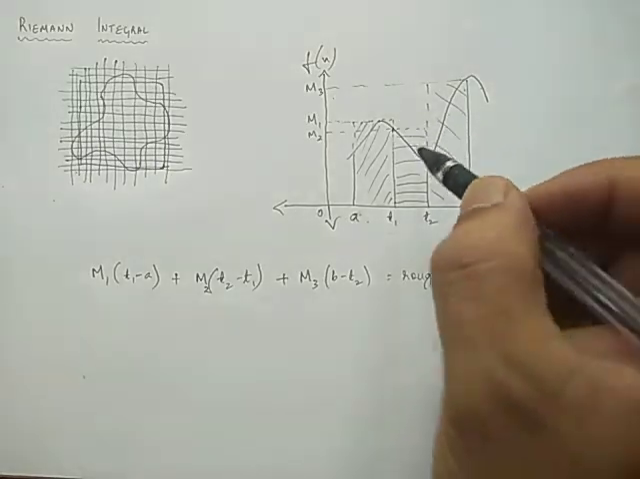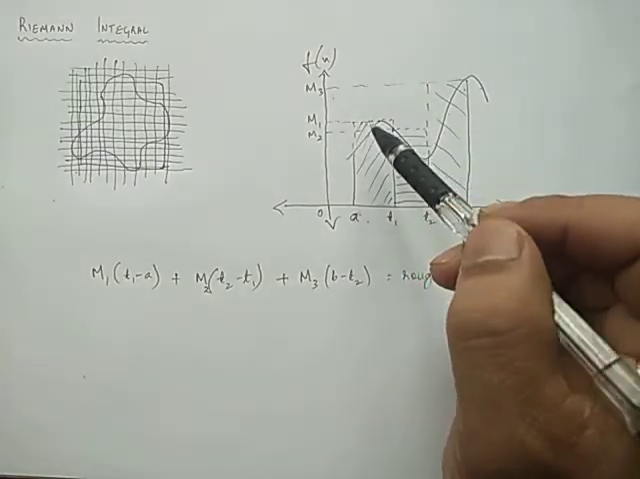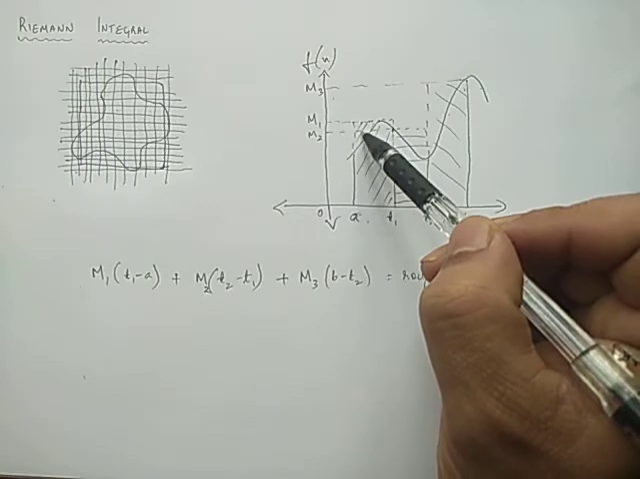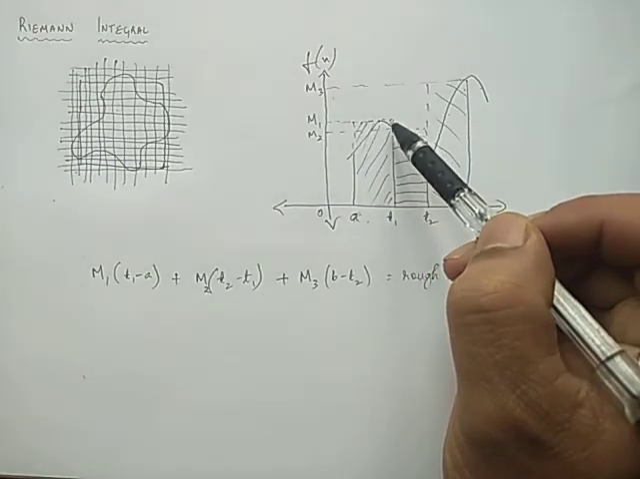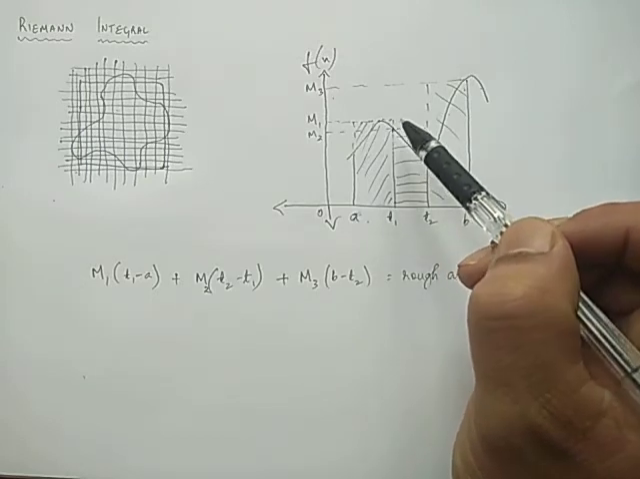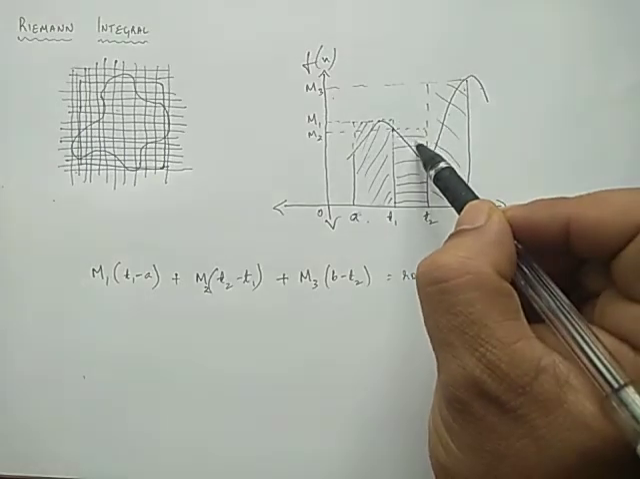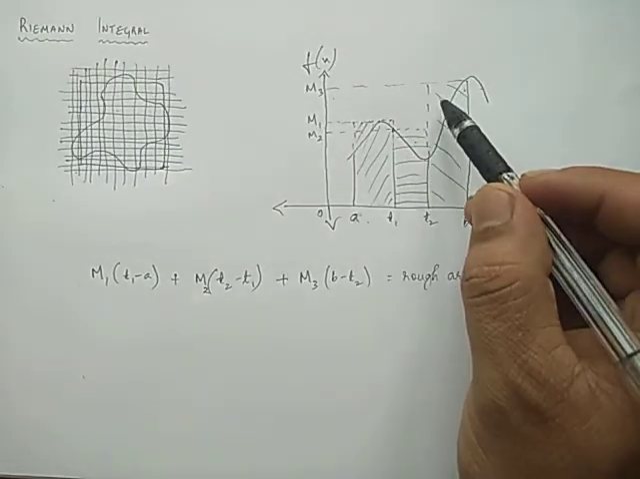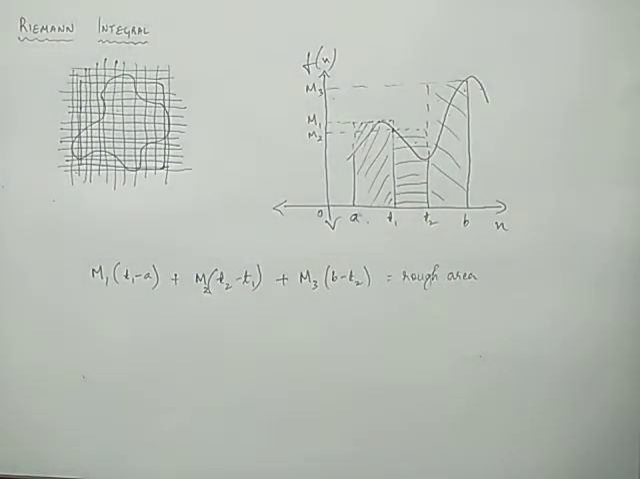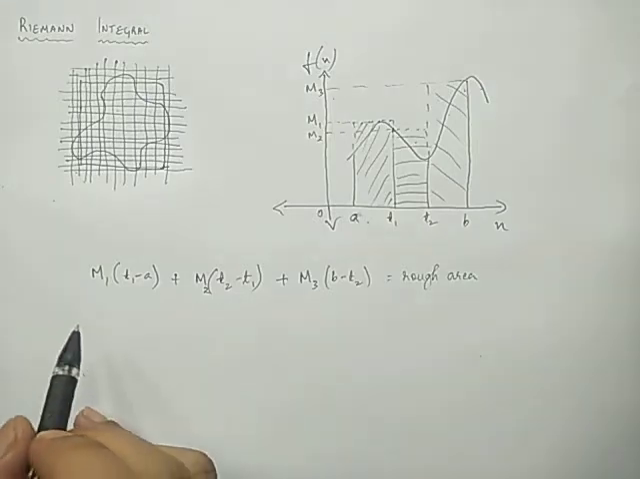It is inaccurate. This region must not be included from the actual area. This region should not be included from the actual area. This region must also not be included. This region also. So let's talk about the other rough area.